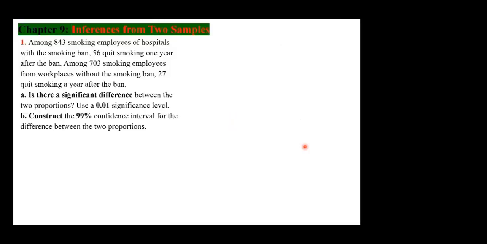Among 843 smoking employees of hospitals with the smoking ban, 56 quit smoking 1 year after the ban. Among 703 smoking employees from workplaces without the smoking ban, 27 quit smoking a year after the ban. Is there a significant difference between the two proportions? Use a 0.01 significance level. Construct the 99% confidence interval for the difference between the two proportions.